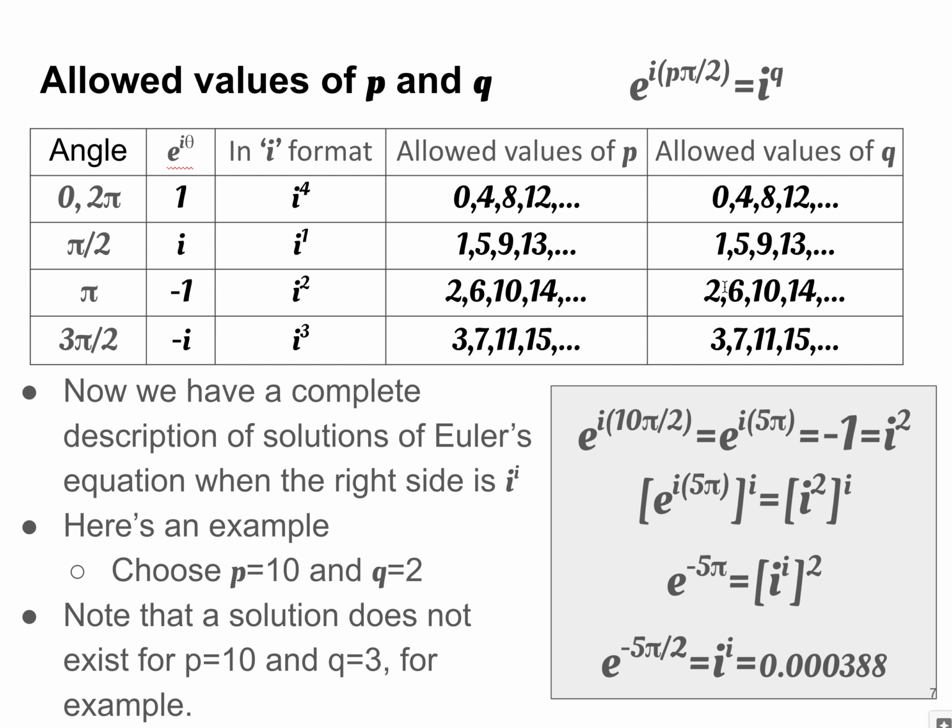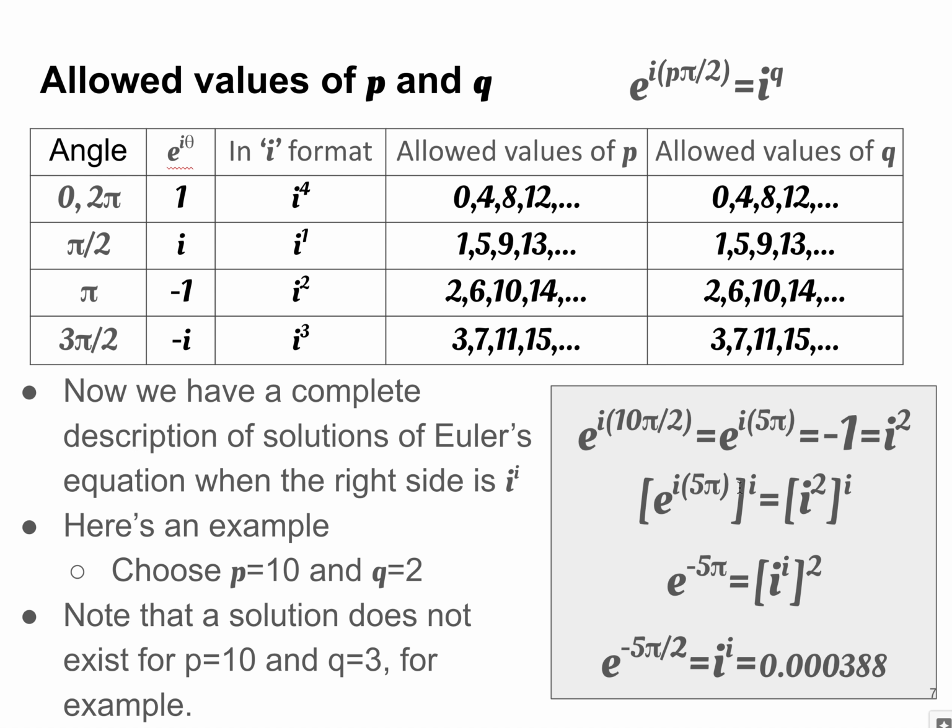Here's p. But q can be any of these. So if p is 10, q can be 2, 6, 10, 14, and so forth. If p is 12, q can be 0, 4, 8, 12, and so forth. So let's evaluate for 10 and 2. So here's the 10, which simplifies to i squared. And we can raise that to the ith power. So, right, if we put a 10 in, it's increments of pi over 2.